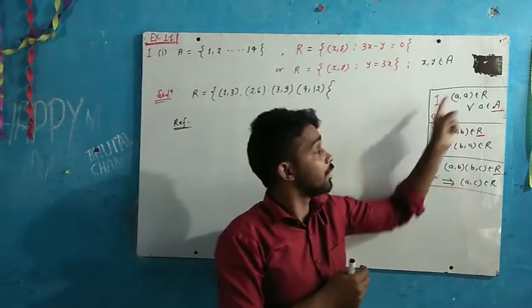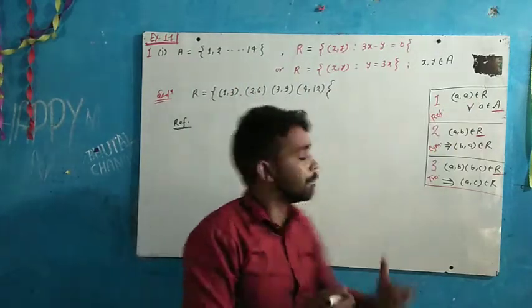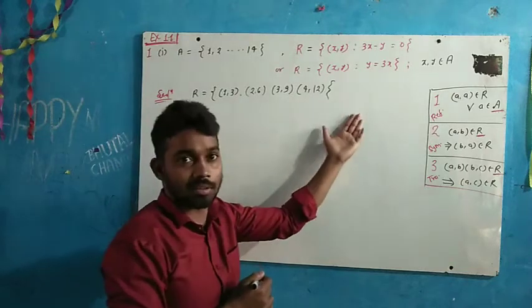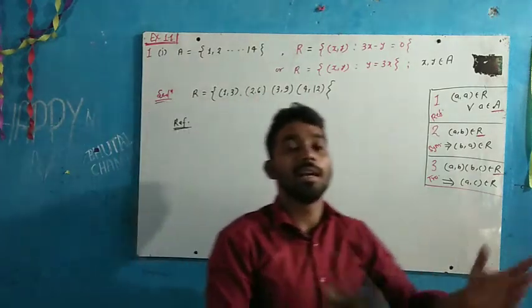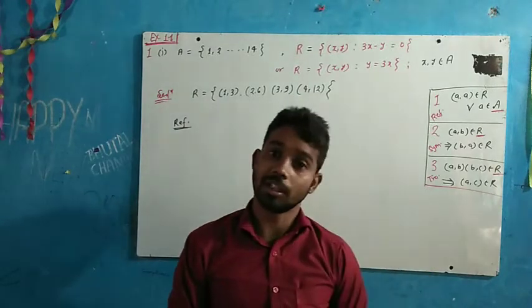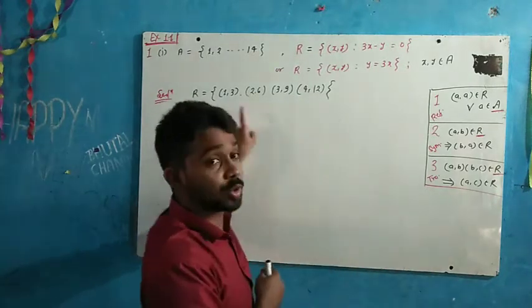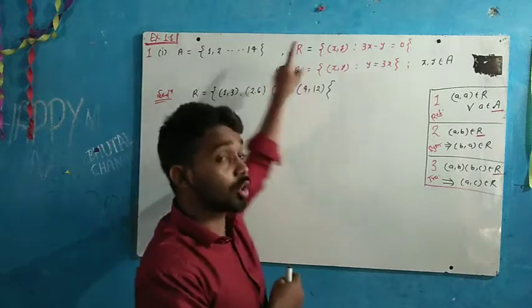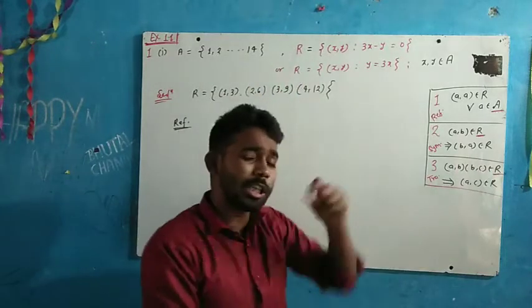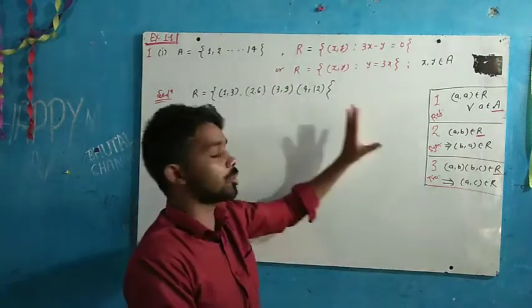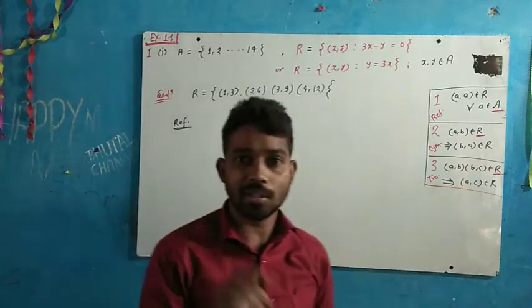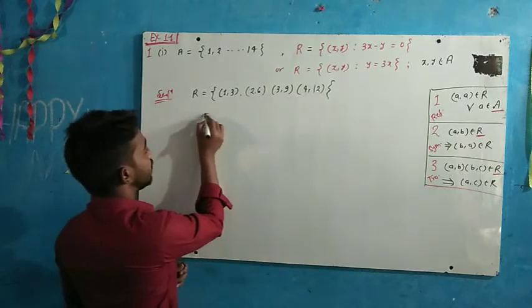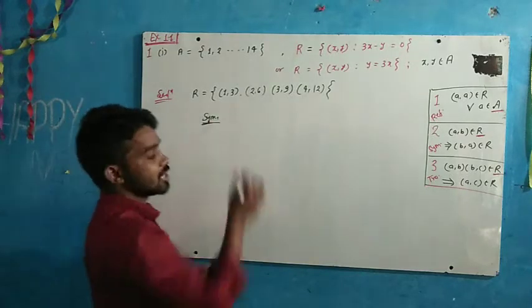It means it will be reflexive if their doublets are present. But here no doublet is present. Neither (1, 1), nor (2, 2), nor (3, 3), nor (4, 4), nothing is present, and so it is not reflexive. Clear? Suppose, beta, (1, 1) is present, (2, 2) is present, up to (13, 13) is present, but one is not present, (14, 14) is not present, then also we will say yes, it is not reflexive. I think it is clear, very easy. Okay. Now second, for the symmetricity. Symmetricity, just check.